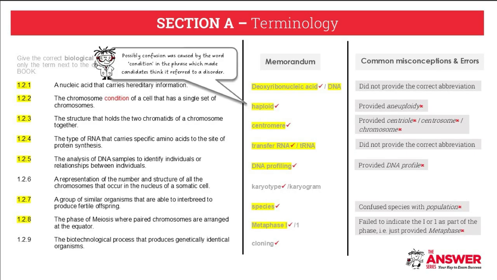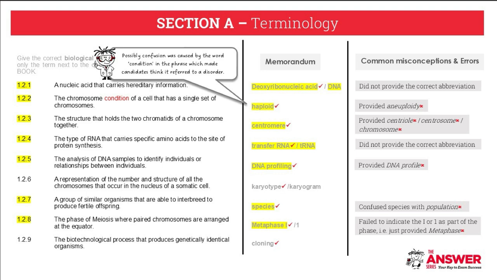Question 1.2.1 says a nucleic acid that carries hereditary information, that is deoxyribonucleic acid. In this instance, they did accept DNA as an accredited abbreviation. Learners, however, did not provide the correct abbreviation. They might have provided RNA as the nucleic acid that they often confuse DNA with.